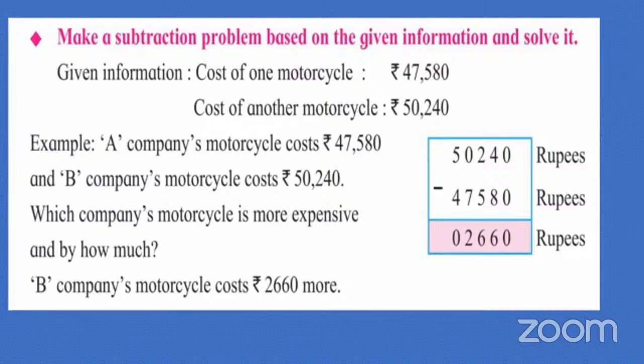So what is that answer? We'll read that answer. 2,660. Very nice, beta. 2,660 is the answer. So B company's motorcycle costs rupees 2,660 more. Okay. Now see, some more examples are given on that information.